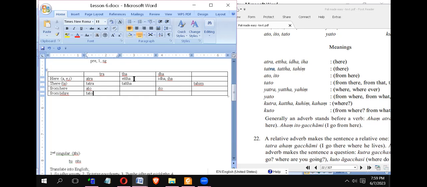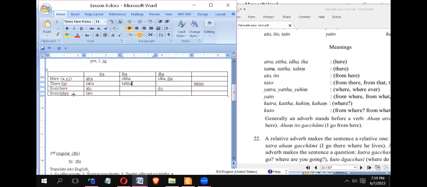Can you all follow so far? The main thing is the tra suffix. If you have the tra suffix, there will be atra. With the tra suffix, there will be tatra. With the ta suffix, there will be eta. With the ta suffix, there will be tata. All right.